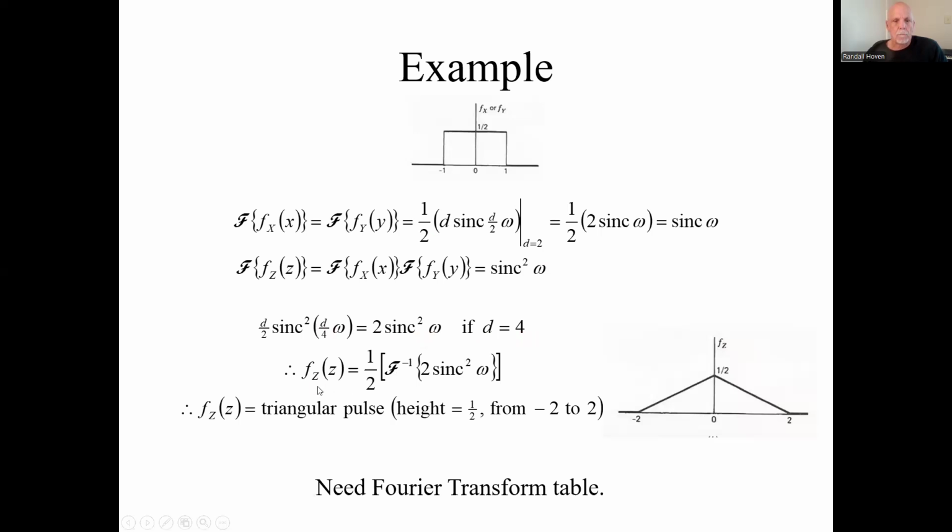So our PDF is half of that inverse. So we get a triangular pulse. It will look like this. So here's the PDF of both x and y. Here's the PDF of their sum.